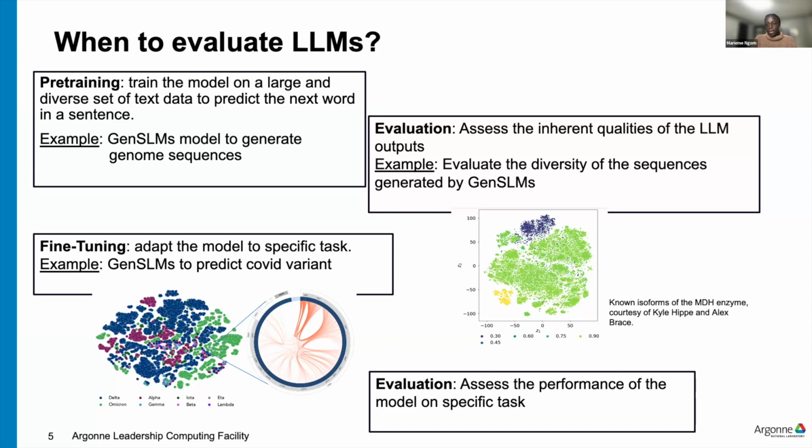You've also learned about fine-tuning, which is when you adapt the model to a specific task. I know Arvin talked about how GenSLM was fine-tuned to predict COVID variants. So after fine-tuning is also a good step to do some evaluation. Here it would be assessing how the fine-tuned model is performing on the specific task.